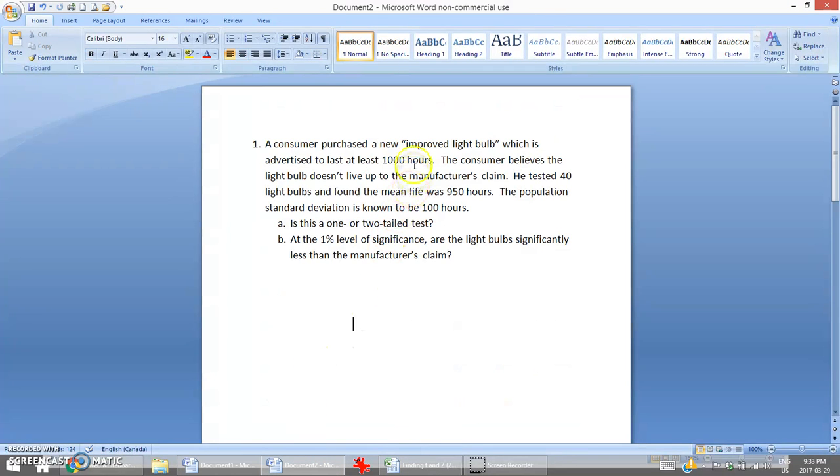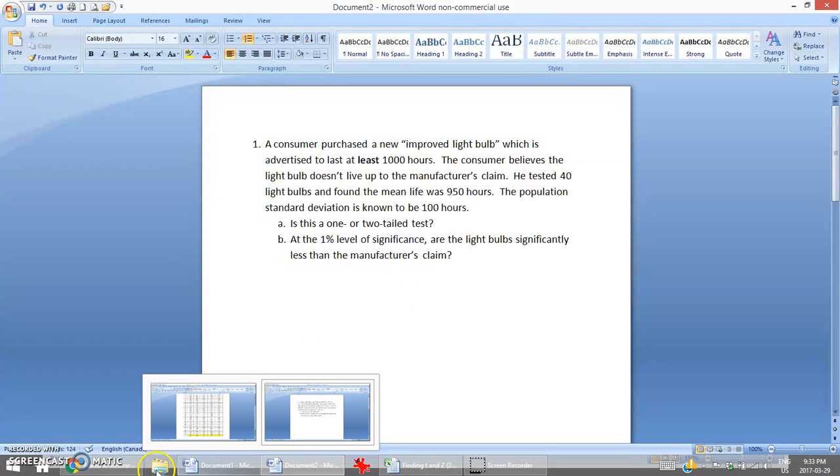So one thing we need to answer first is question part A here. Is this a one or two-tailed test? Keywords in here, right in there, at least. At least means that the claim is 1,000 hours or more. We're going to be testing to see if the sample data is less than that. So this is a one-tailed test.